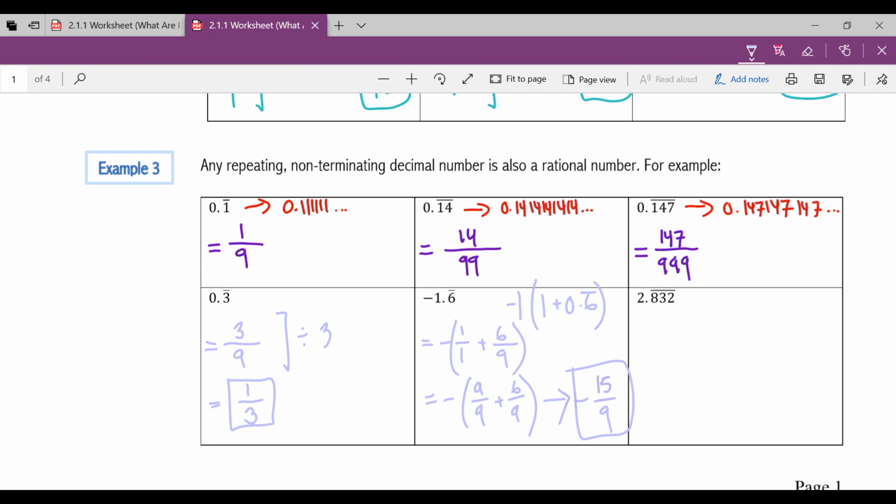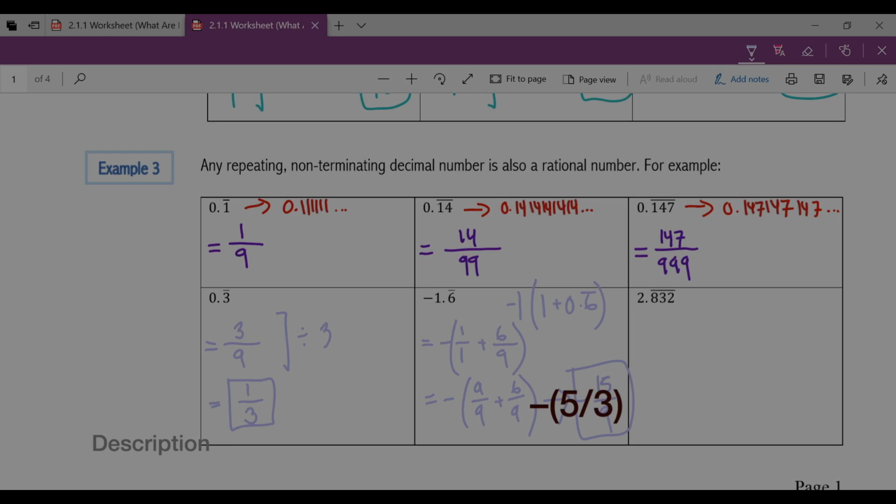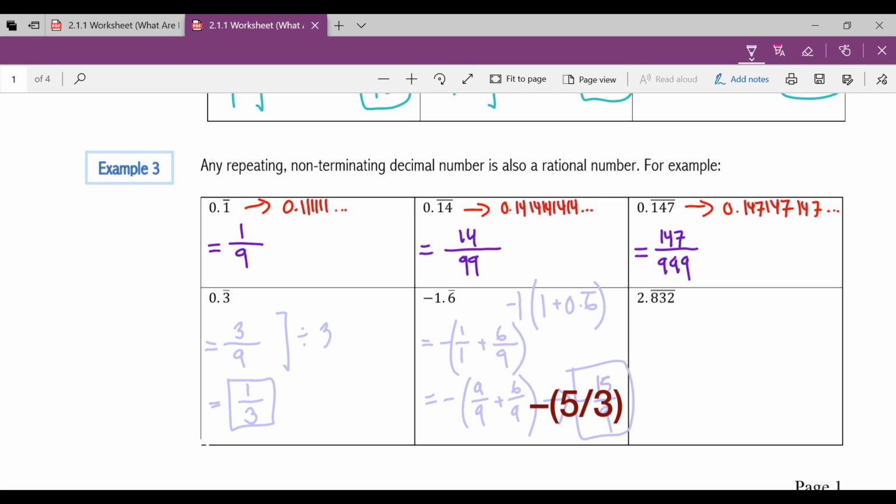Double check, put it in the calculator. You should always double check your math if you can, just to verify so you haven't made a silly mistake. You didn't accidentally go -9 plus 6, for example, because you put the negative sign in the wrong place. Who knows? All right. One last question. The last example of the repeating non-terminating number.